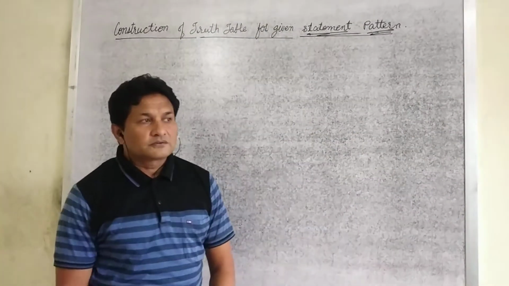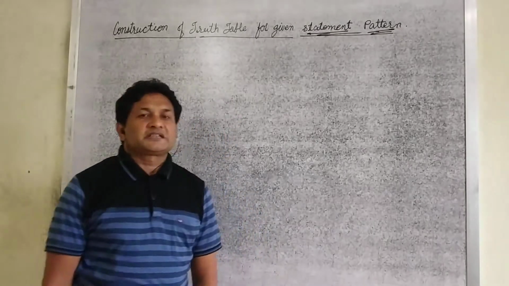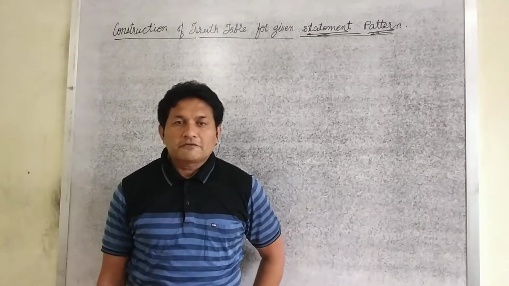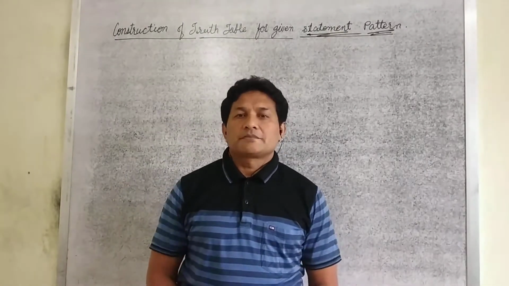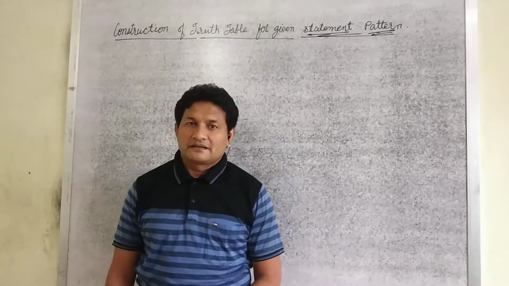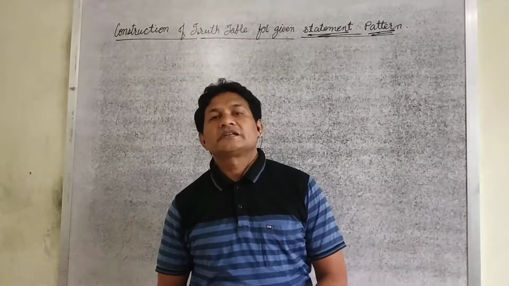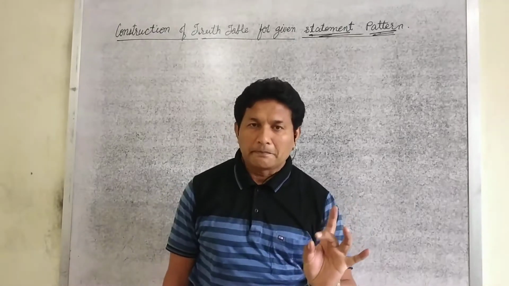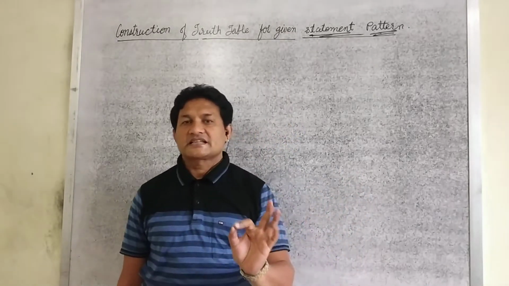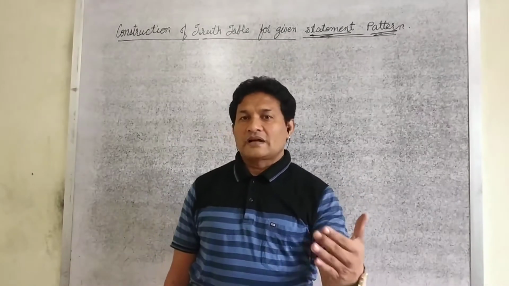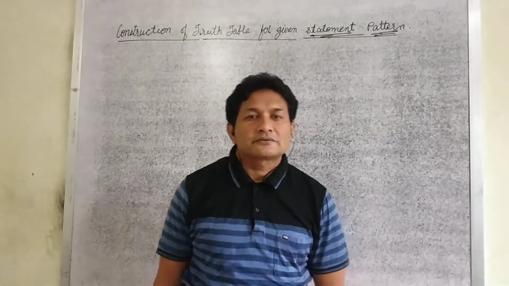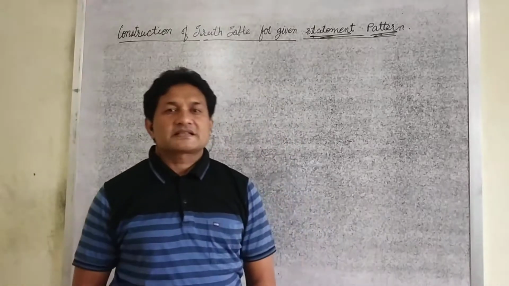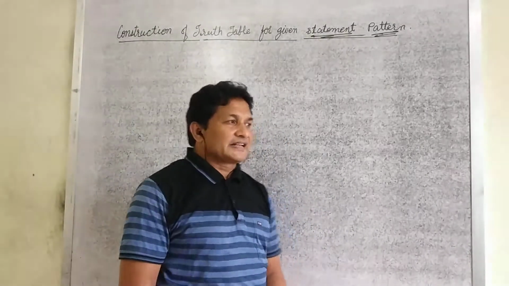Today we are constructing the truth table for the given statement pattern. Before constructing the truth table for the given statement pattern, we must remember the truth tables of conjunction, disjunction, implication, double implication, and negation. We have to use those basic truth tables for the construction of the truth table of the given statement pattern. Now see one example.